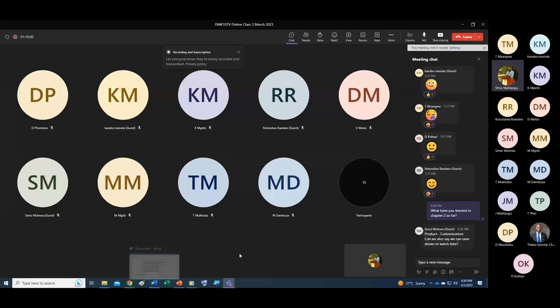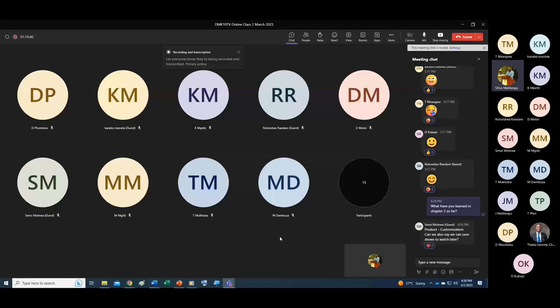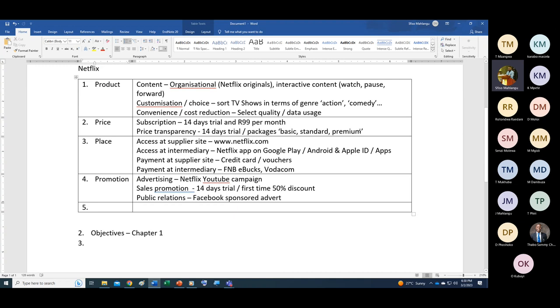Okay, and Senzi, thank you for customization. Can we also say we can save shows to watch later? For example, customers can download that on Wi-Fi, it is part of the product, I agree. And it will be part of customization there. It can also be part of cost reduction. So most of the elements of the value proposition talk to each other. The important part is to include it under product. So it can be customization, it can be cost reduction there.